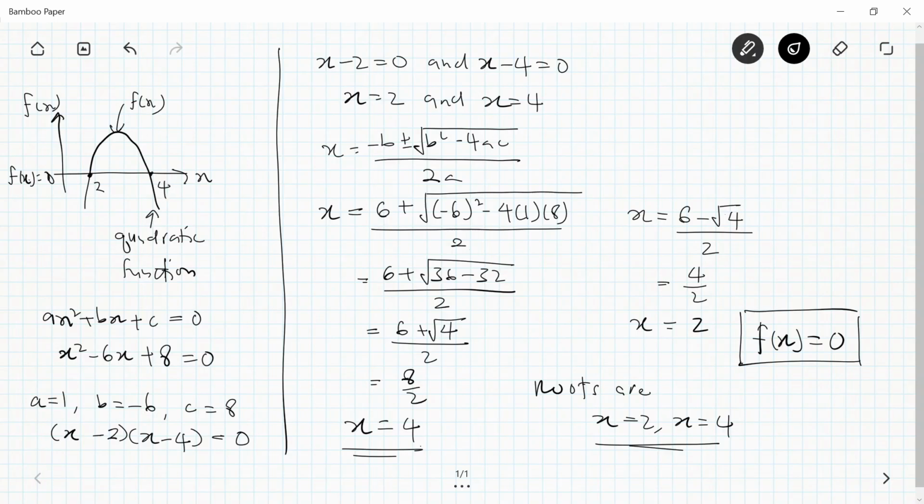I'm not sure if the equation looks like this or like this, but this is the root, the intercepts at the x-axis. So 2 and 4. So this is what we meant by roots. This is the requirement here. All right, so let's go back to the slide.